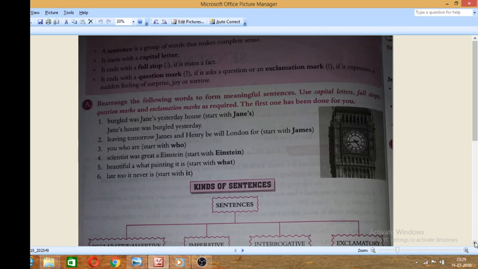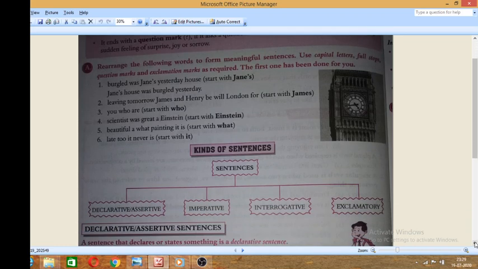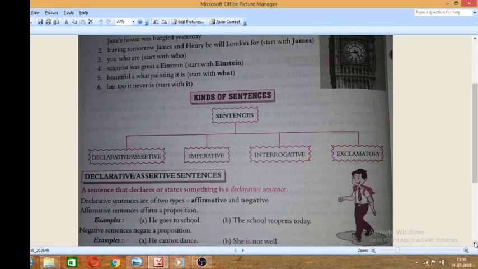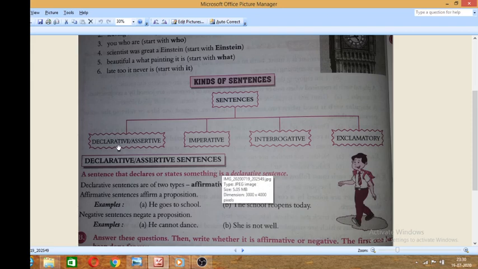We did it before summer vacation. Now come to the next bit, that is kinds of sentences. Sentences are of 4 kinds: declarative, imperative, interrogative, exclamatory. Declarative means a sentence that declares or states something. Declarative sentences are of 2 types, affirmative and negative. Affirmative sentences affirm a proposition, and negative sentences negate a proposition. That is all.